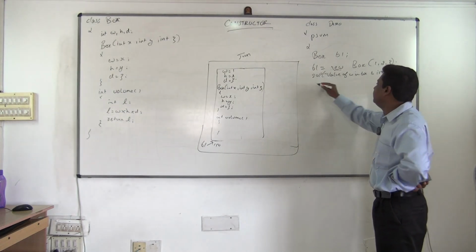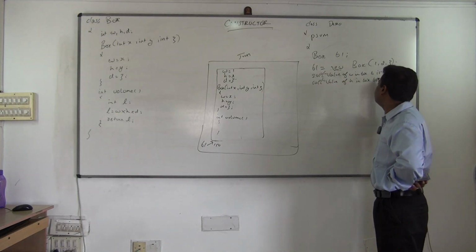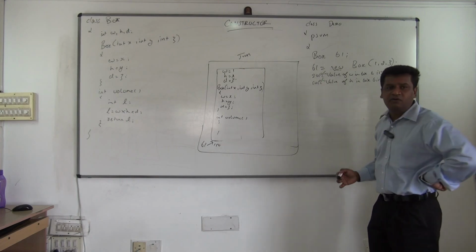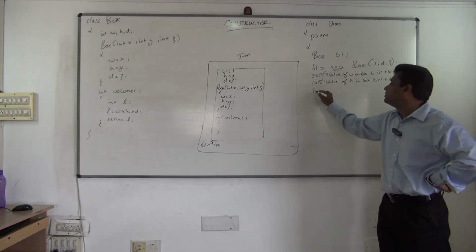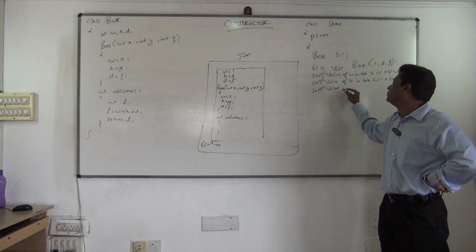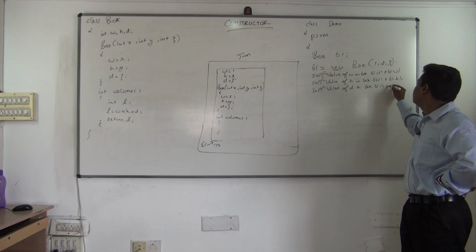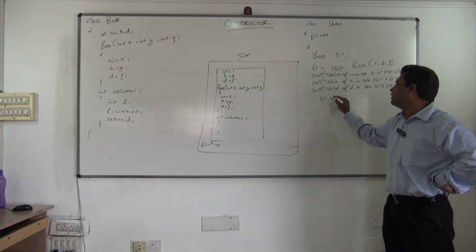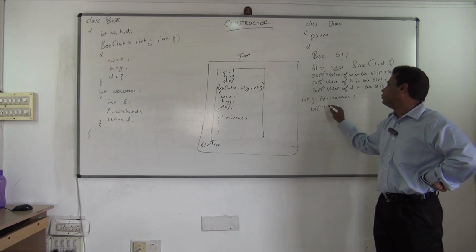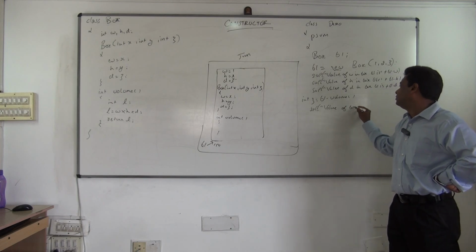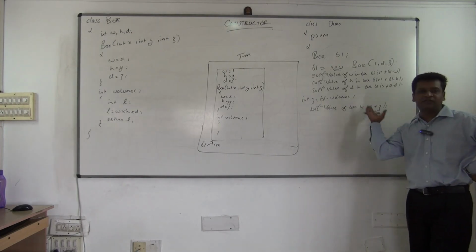If you want, you can print SOP value of W in box B is plus B1 dot W. SOP value of H in box B is... Earlier it was printing, if it was hard coded, it was initialized, dot operator, 0, 0 it was printing, but now it's ready. SOP value of D in box B1 is B1 dot D. And if I want the volume, I can calculate the volume. B1 dot volume, return type I'll accept in int Z, and I can also print volume of box B1 is plus Z. Finished, over. You struggle and write your class so easily, you can reuse it now.